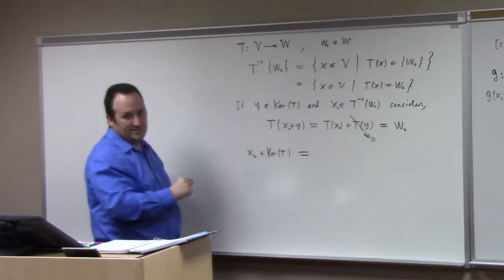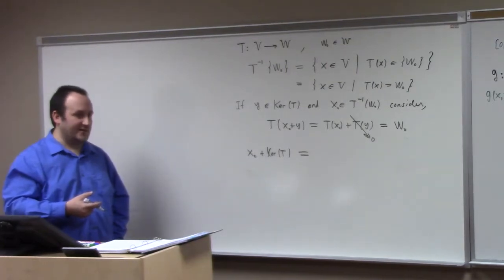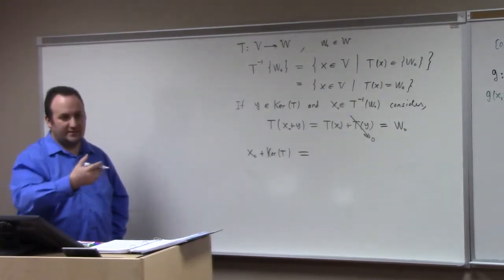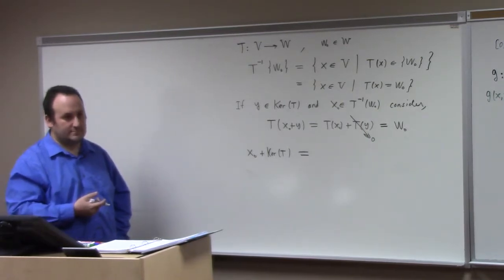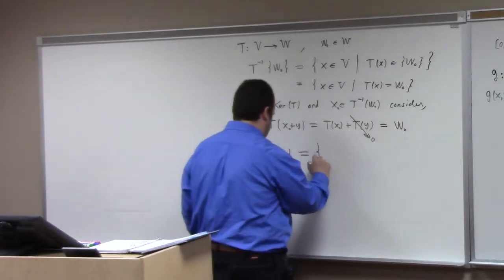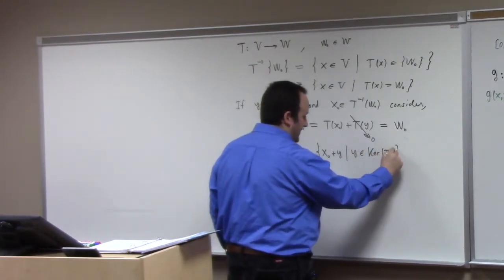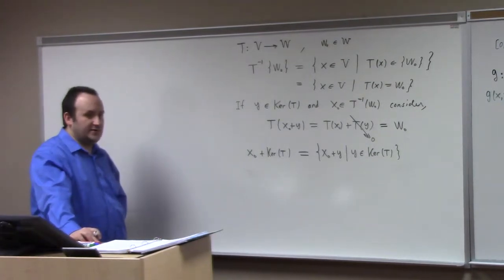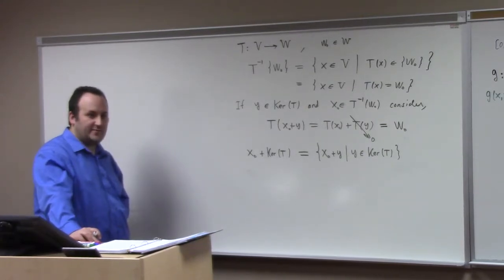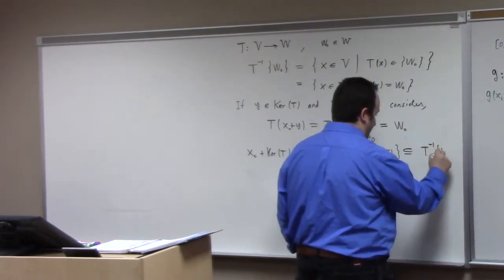This is a new notation. For you guys, it's forbidden notation unless you were to define it for me. So this is your chance to define this notation for me. What should a point plus a set mean? How about this? X naught plus y such that y is in the kernel of T. So it's just the set where you add x naught to each y in the set. My point is the calculation above shows that x naught plus the kernel of T is a subset of the inverse image of W naught.